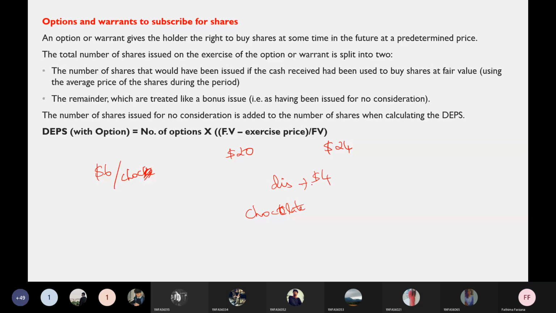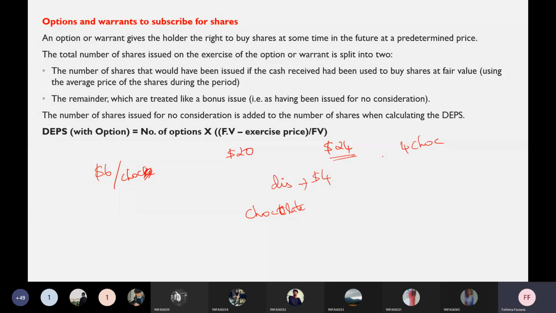How many chocolates he bought? I'm just asking how many chocolates he bought as of now. He bought 4 chocolates. Okay, but the market price of these 4 chocolates is how much? 24. Did he pay 24? No, ma'am, 20. He paid less than that. So some number of chocolates are also given on discount, right? He got some extra chocolates.